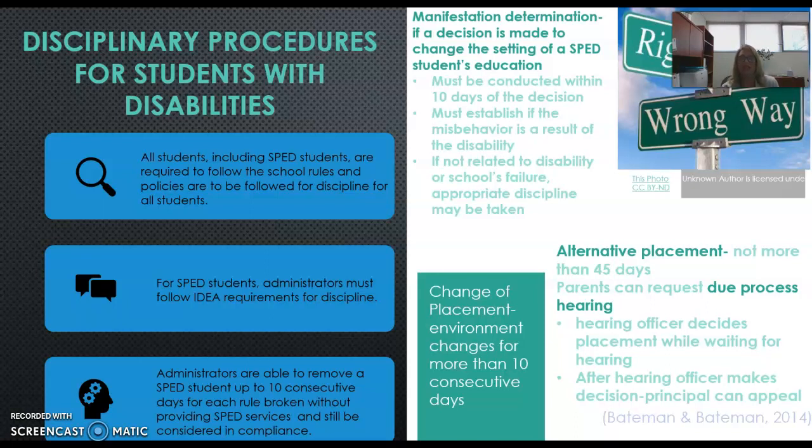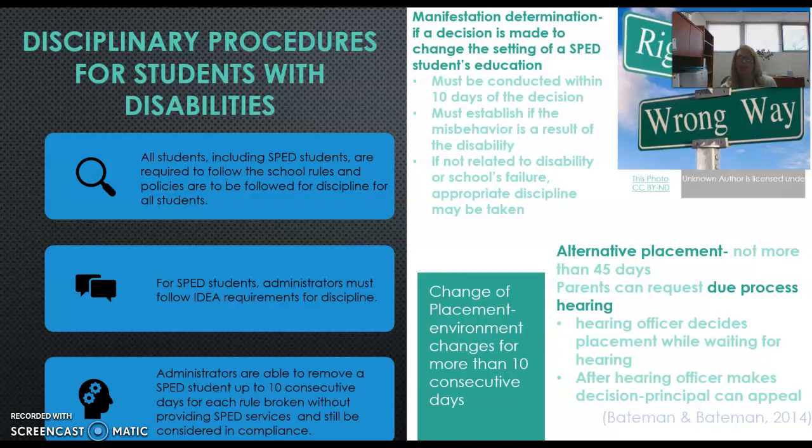Manifestation determination is that if a decision is made to change the setting of a SPED student's education, there are things that need to be done. You must conduct the manifestation determination within 10 days of the decision, and must establish if the misbehavior is a result of the disability. If not related to the disability or school's failure, appropriate discipline may be taken. Alternative placement may not last longer than 45 days. Parents can request a due process hearing during that time.